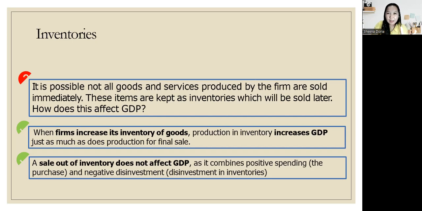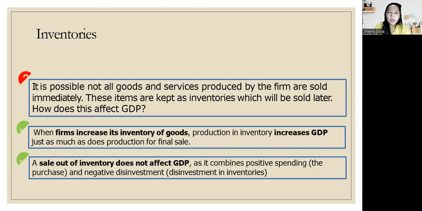So the general rule class para hindi tayo malito dito is when a firm increases its inventory of goods, this investment in inventory is counted as expenditure by the firm owners. Okay? Dahil nagdagdag na siya ng inventory for future use, nag-spend siya. So, part siya ng GDP. Production for inventory increases GDP just as much as production for final sale.